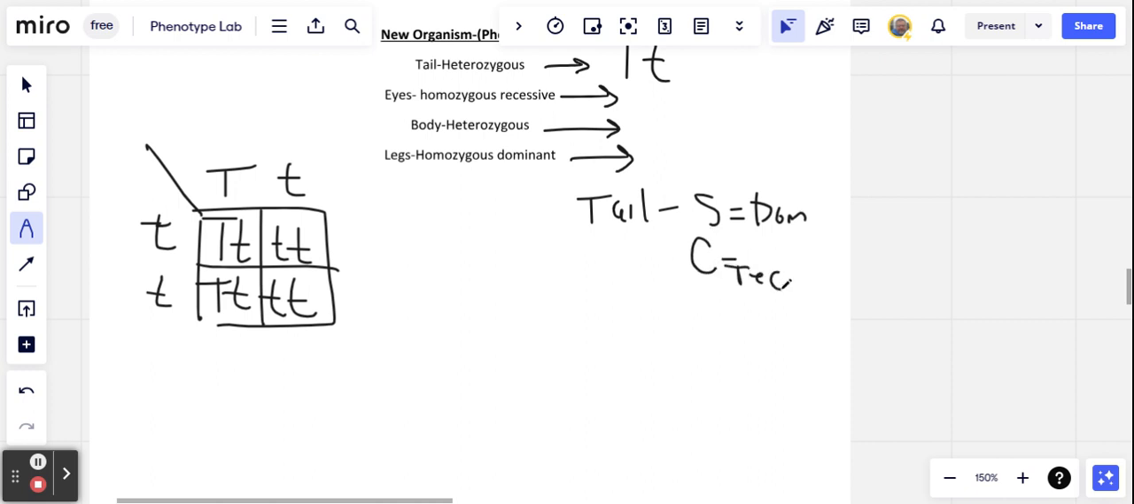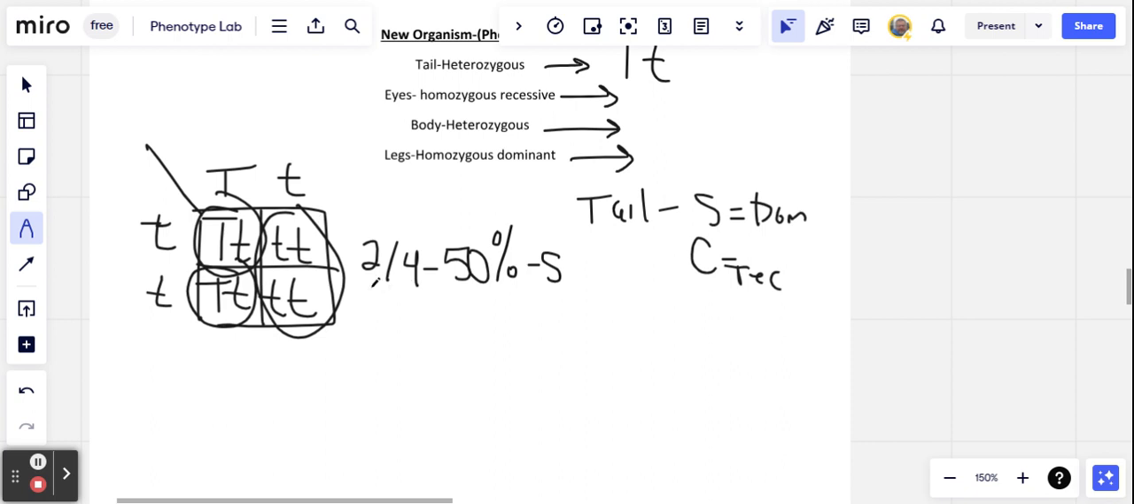If you need to write this somewhere for yourself, do that. So then we have, anytime there's a dominant allele, we know we have the trait. So here we have a straight tail and a straight tail. So 2 out of 4, or 50% chance straight, S. And then 2 out of 4 here, 50% curly. So there's your Punnett square.